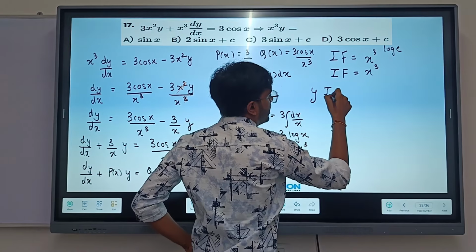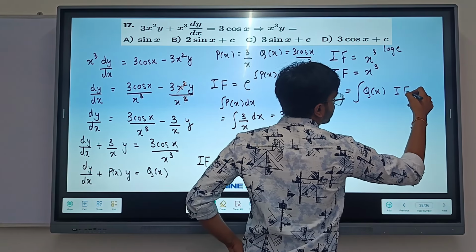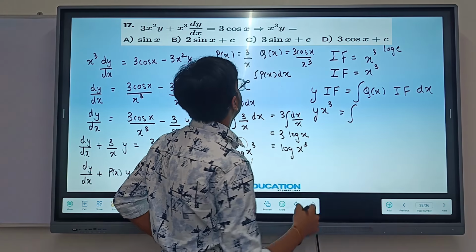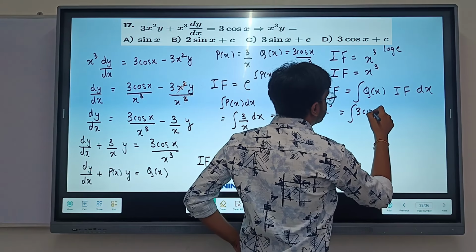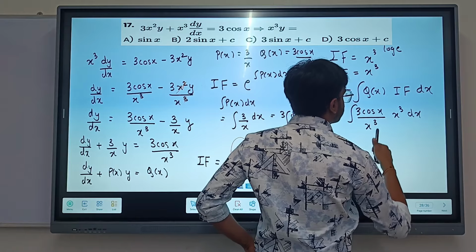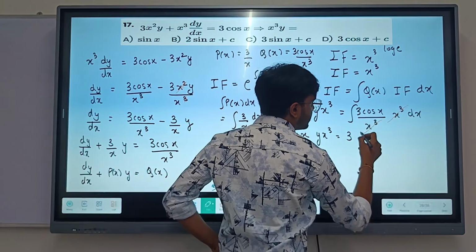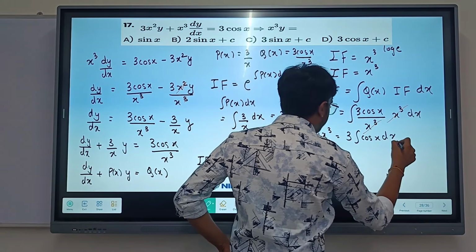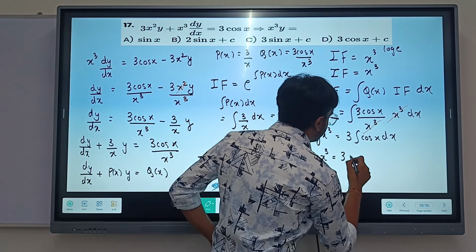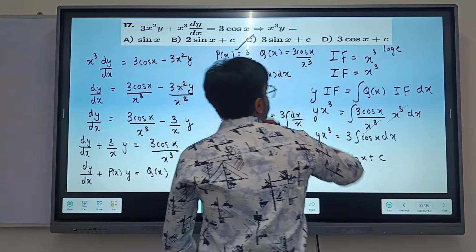So what is the formula? y into integrating factor equal to integration of q of x into integrating factor dx. So y x cube equal to integration of q of x, 3 cos x divided by x cube into integrating factor x cube dx. x cube cancels. So y x cube equal to 3, the constant comes outside, integration of cos x dx. Integration of cos x is sin x. So 3 sin x plus c. x cube y equal to 3 sin x plus c.